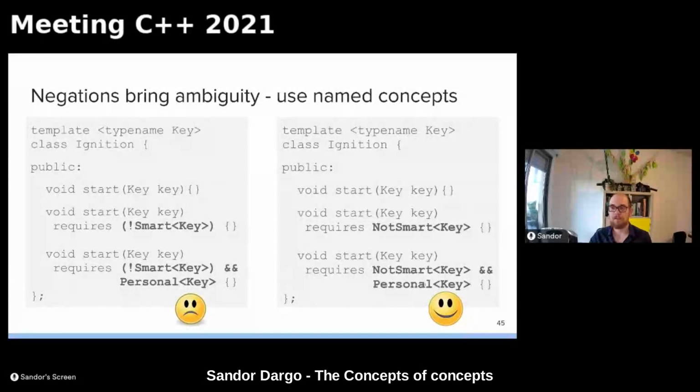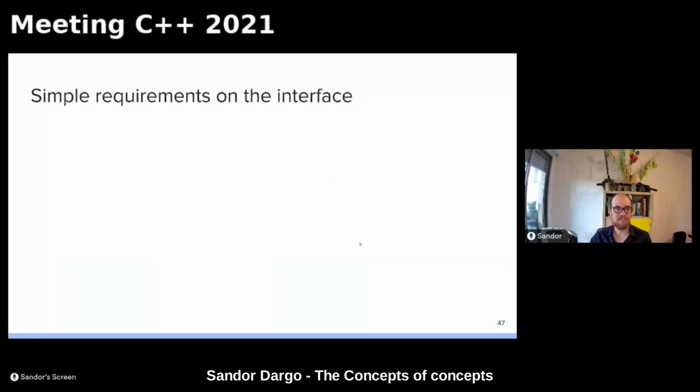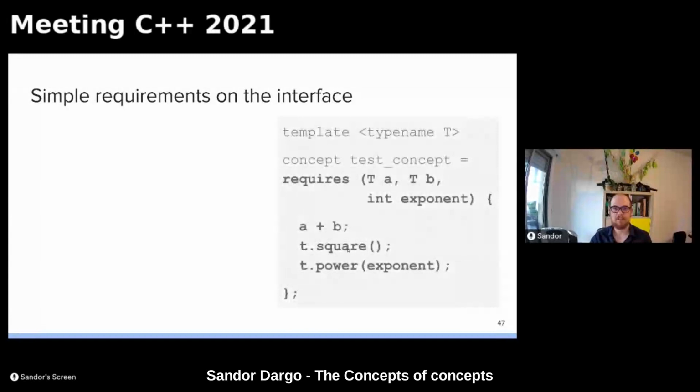If you are interested in more substantial rules, go to that article. I will share the link later on. So let's go back. How to write those concepts? How to write first some simple requirements on the interface? So what I call this is wishful writing.